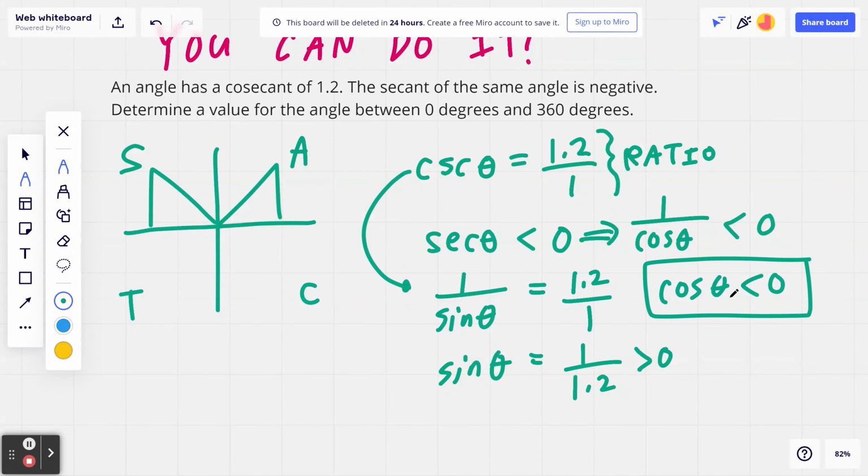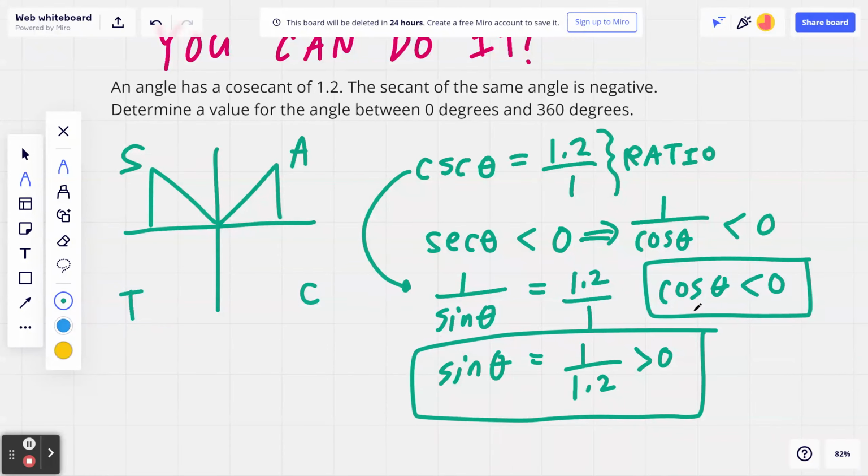Now you combine these two ideas. Which quadrant is true for both the fact that cosine theta is negative and sine theta is positive? And this is going to be in quadrant number 2. So I'm going to go back and erase this first quadrant. Again, I'm going to say this one more time. Cosine theta is negative, and that is true in quadrant number 2. And sine theta is positive, which is also true in quadrant number 2.